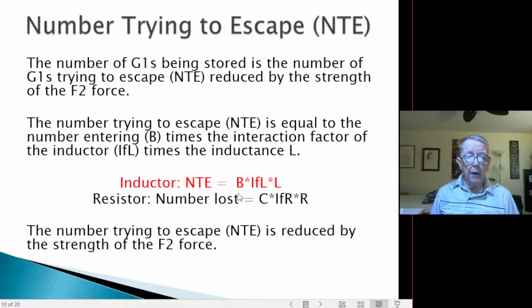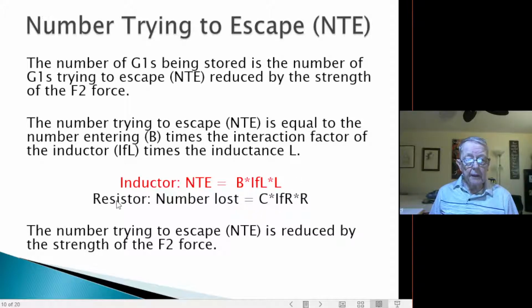So the number trying to escape is equal to the number entering the coil times an interaction factor. Now, I don't know what that number is yet. I don't have any real value. This is part of my problem in trying to do a calculation for this, I have to kind of play around with some of these numbers that I don't know what they are and see if I can get a right combination. The inductor is 1 millihenry.